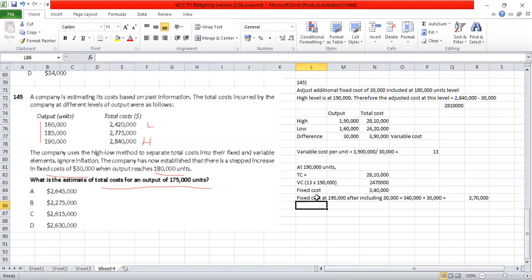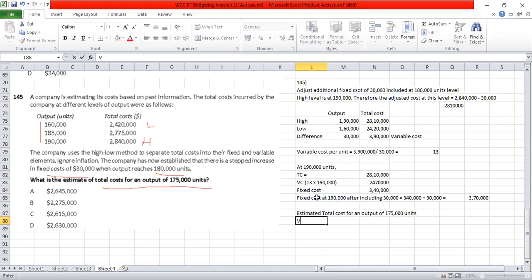Because 190,000 is after 180,000, but 340,000 is the fixed cost which is applicable for all the activity levels below 180,000. We are now estimating the activity level of 175,000. So at 175,000 units, the fixed cost level would be only 340,000. So let's write the estimated total cost for an output of 175,000 units.